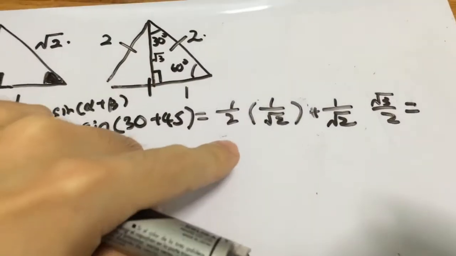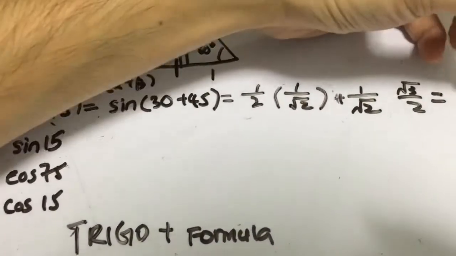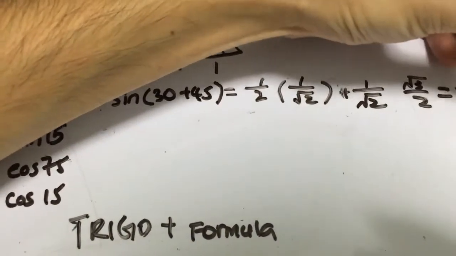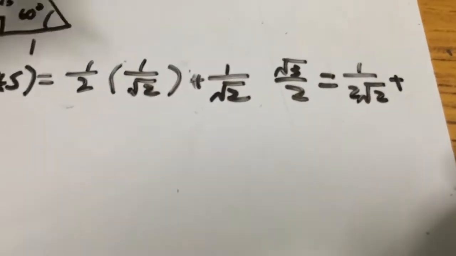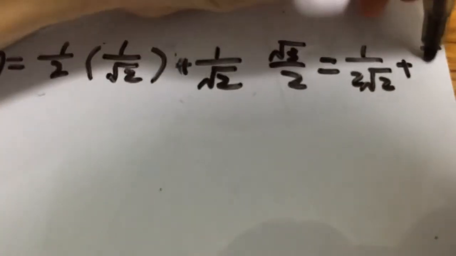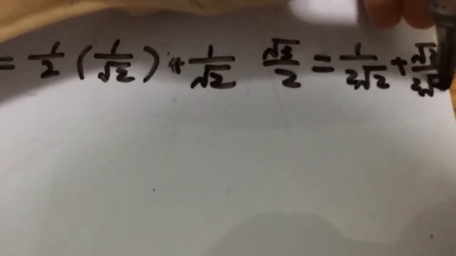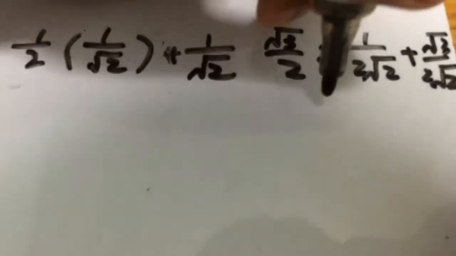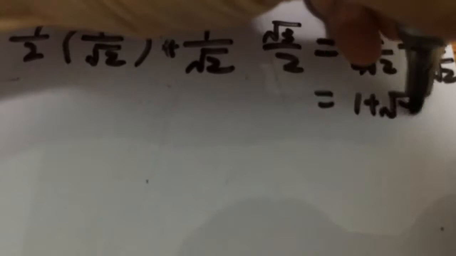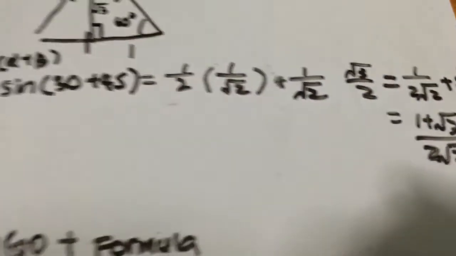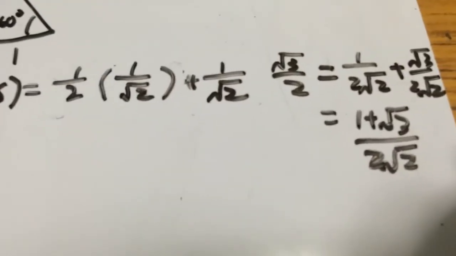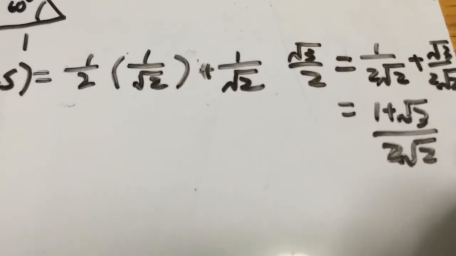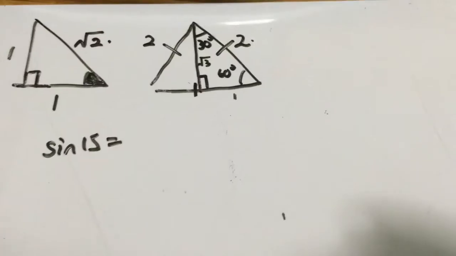So it's half times 1 over square root 2, which is 1 over 2 square root 2, plus square root 3 over 2 square root 2, and that gives you 1 plus square root 3 over 2 square root 2, which is in the surds form. So here we go. Sine 75 is equal to 1 plus square root 3 over 2 square root 2.